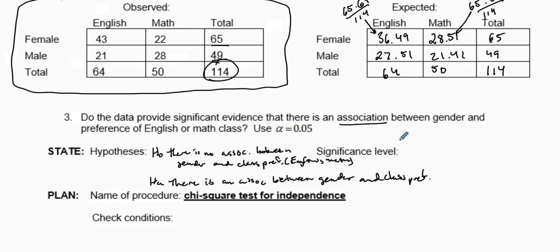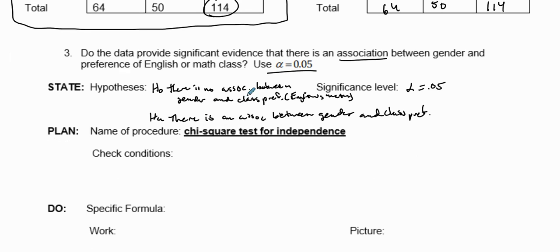And that's what we have there. So we're going to do this to a significance level of 0.05, as they stated right there. And now let's continue through. Because we're looking for an association, trying to figure out if there's any, if the variables are independent, we name our procedure: the chi-square test for independence.